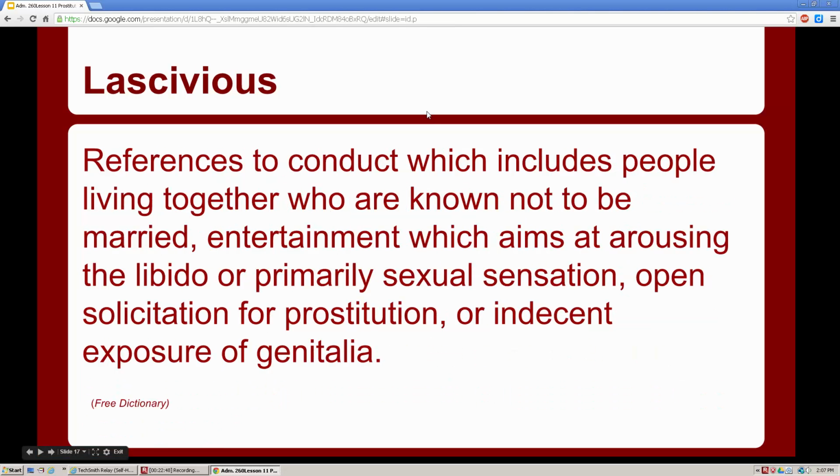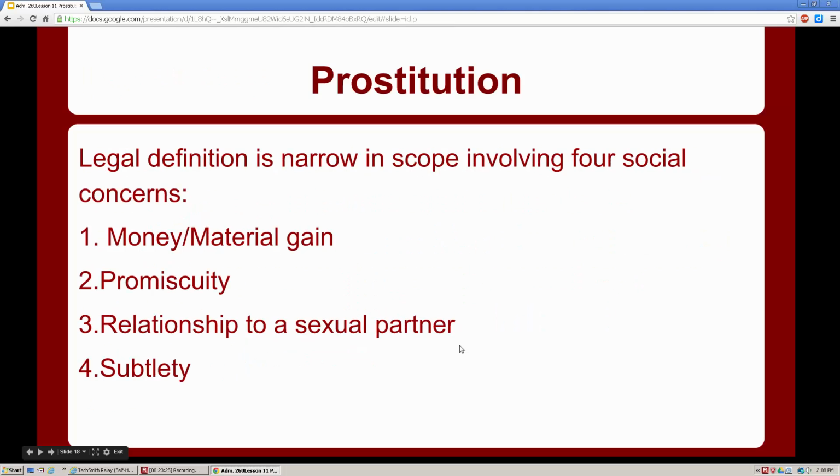Lascivious conduct is a reference to conduct which includes people living together who are not known to be married, but basically entertainment. Here's the key word, entertainment, which aims at arousing the libido or sexual sensation. So again, solicitation or some type of overt action dealing with prostitution or exposure of the genitalia, indecent exposure, those all are elements that build into the claim of prostitution.